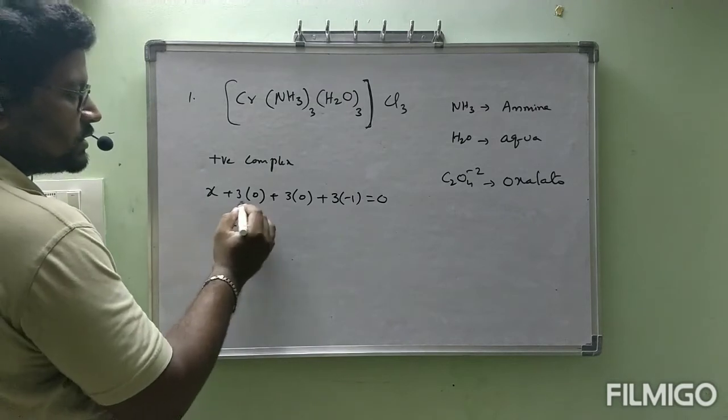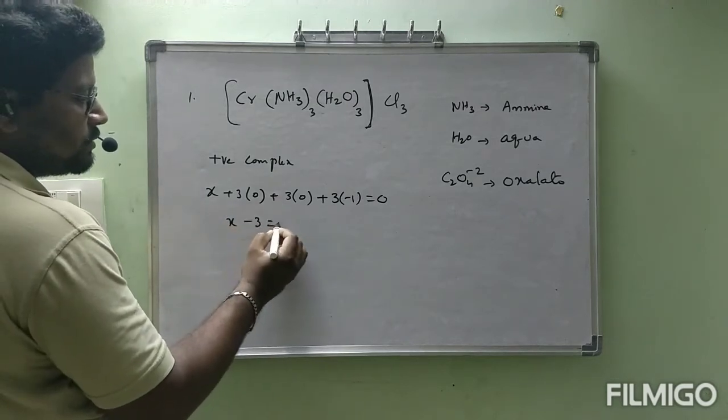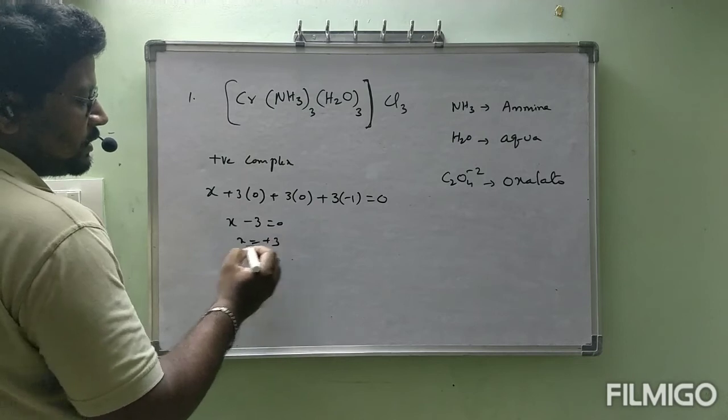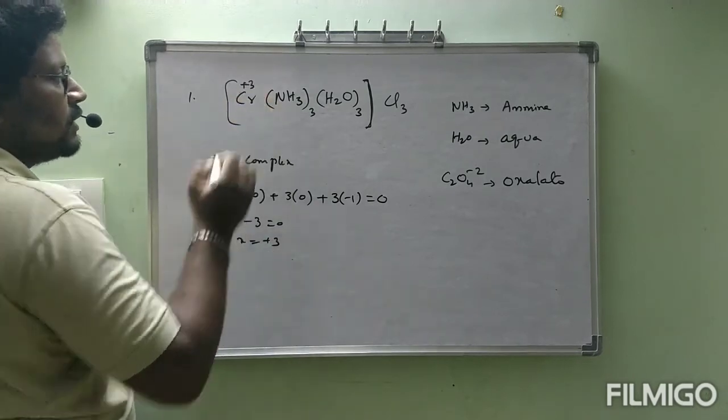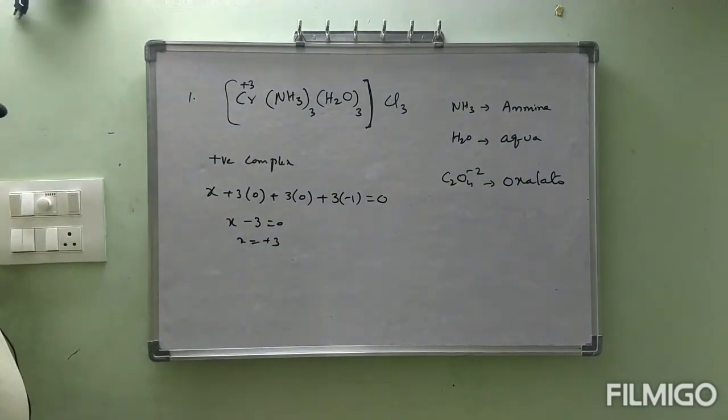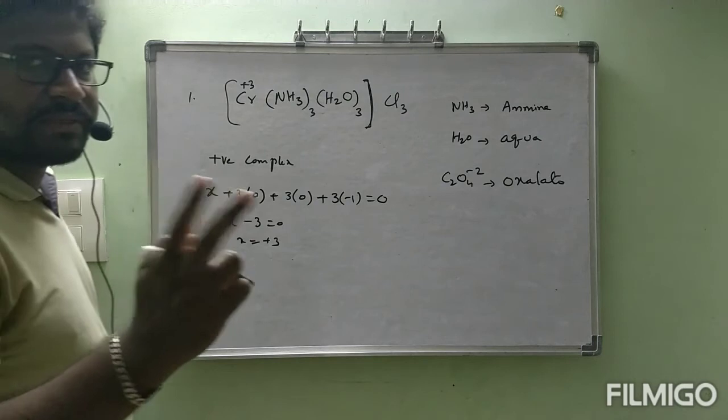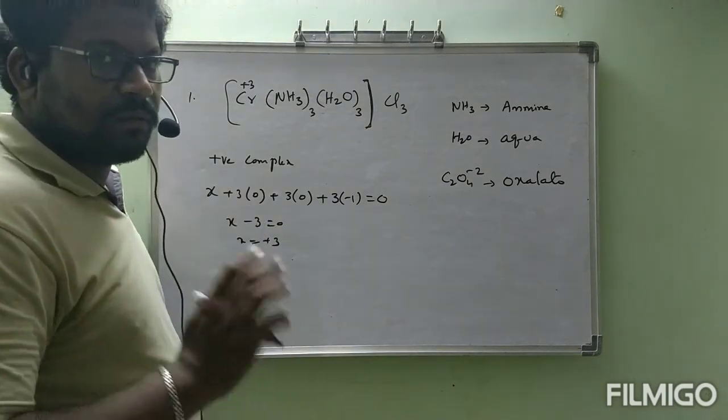Now X plus 0, plus 0, minus 3 is equal to 0. X is equal to plus 3. So what is the oxidation number of chromium? Plus 3. Now we have 2 ligands. This is a heteroleptic complex.